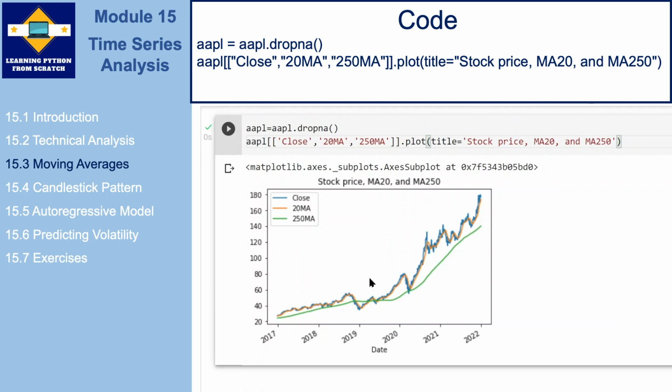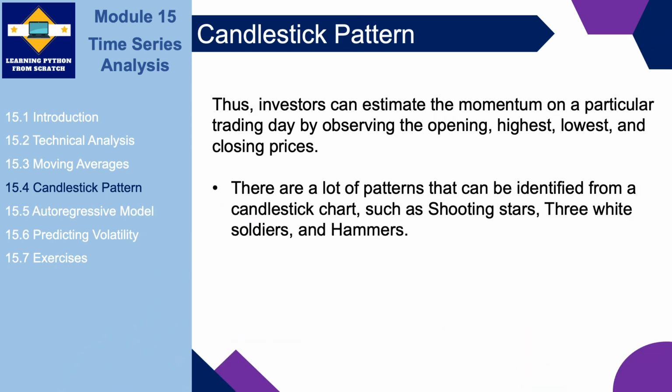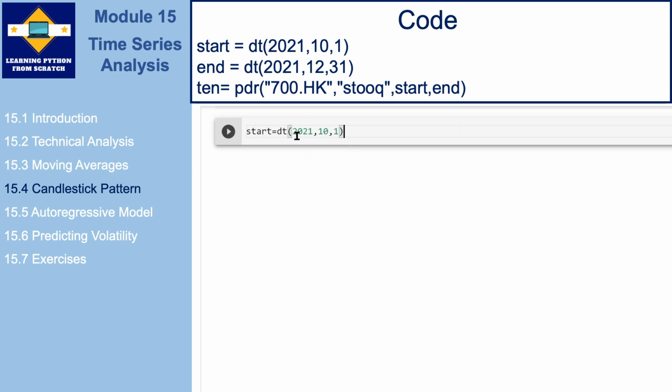250 days moving average. Unlike a simple line chart showing the closing prices of a stock only, candlestick charts provide more information to investors, including opening prices, highest prices, and lowest prices. Thus, investors can estimate the momentum on a particular trading day by observing the opening, highest, lowest, and closing prices. There are a lot of patterns that can be identified from a candlestick chart, such as shooting stars, three white soldiers, and hammer. Then, we are going to plot a candlestick chart for Tencent.